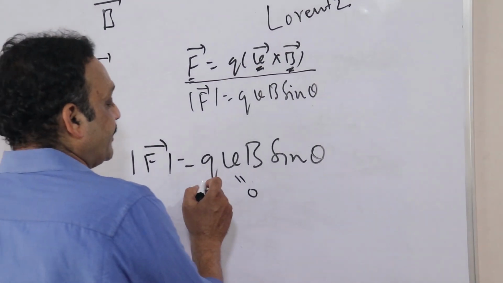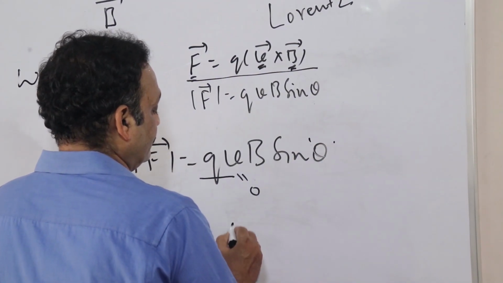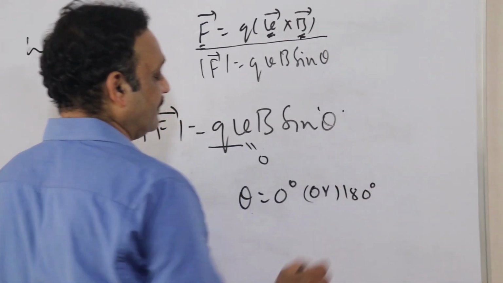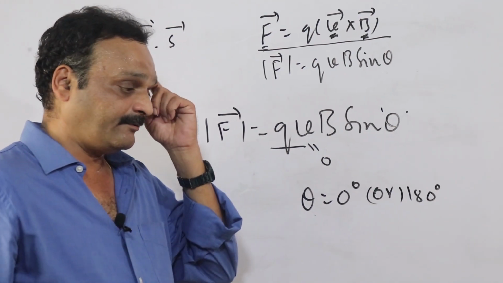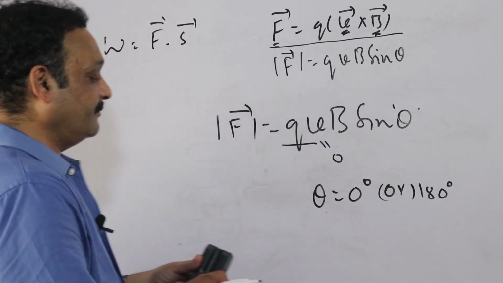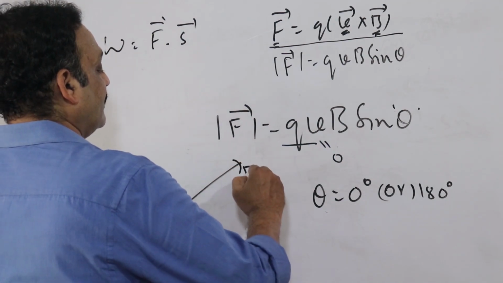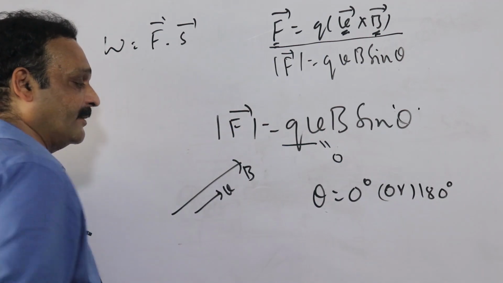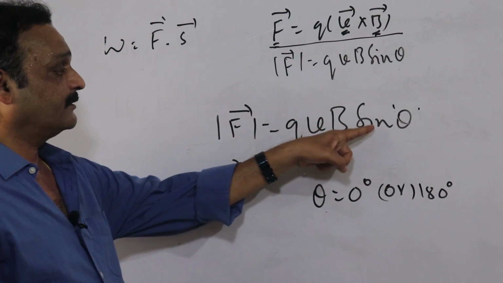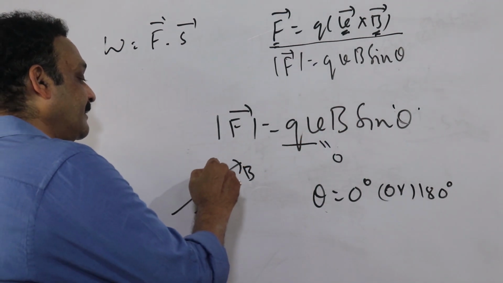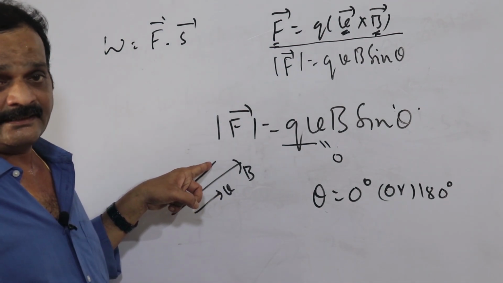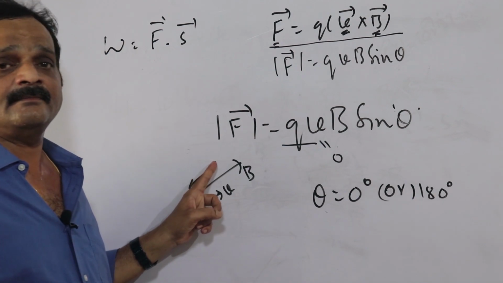Even in QVB sin theta, when theta equal to either 0 degrees or 180 degrees, what does it mean? If the angle between the velocity and magnetic field is 0, that is, if B is like this and velocity is also in the direction of B, then the angle between V and B is 0. Force will be equal to sin 0, which is 0. Or when the particle is moving in the opposite direction to the magnetic field, theta will be equal to 180 degrees. Sin 180 is also 0, so F equal to 0.